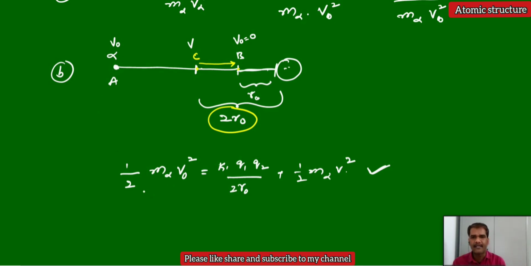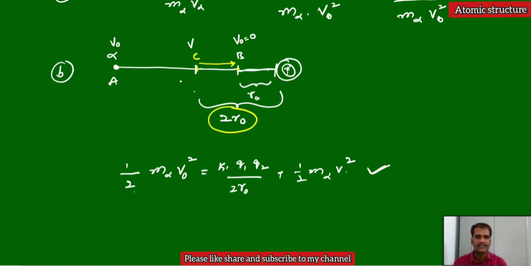What is the kinetic energy at point A? Half into the mass of the alpha particle into the velocity squared. What is the velocity of the alpha particle? V naught. So V naught square is equal to the energy at point C. At point C, the velocity of the alpha particle is not equal to 0. At point B it is 0, but not at point C. So we have two energies here, potential energy as well as kinetic energy. What is the potential energy? K Q1 Q2 by R minimum. What is R minimum here? At point C, it is 2 R naught. This is the internuclear distance between point C and the nucleus, both separated by a distance 2 R naught. That is what I wrote here, 2 R naught.